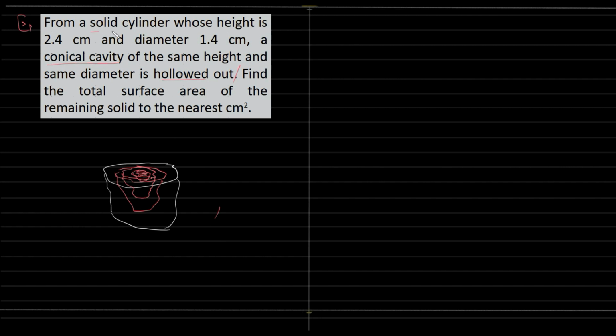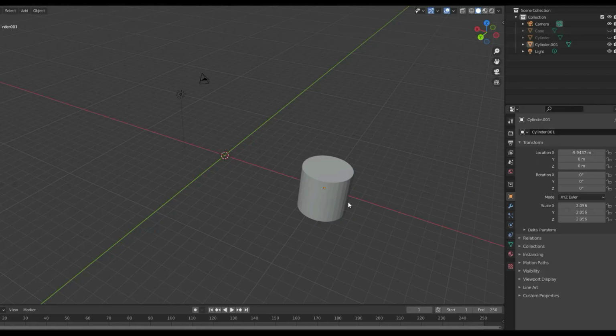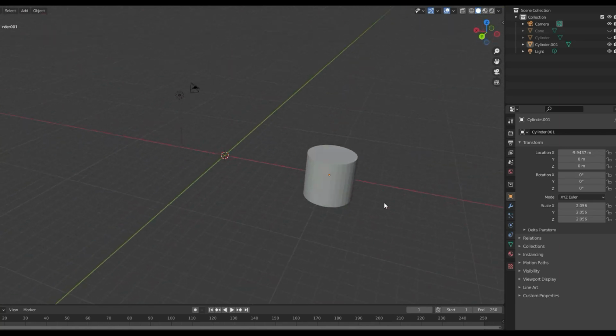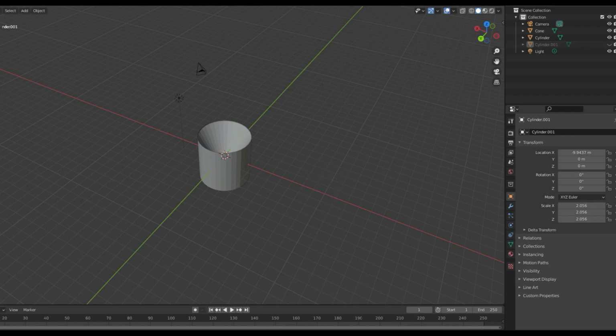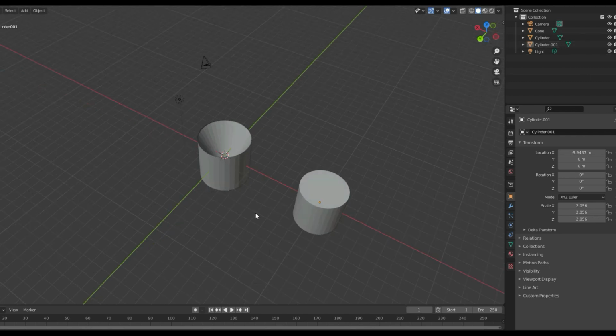Now we have a solid cylinder, like a solid tooth. We have a solid cylinder in which a conical cavity is being dug out, hollowed out. What does it mean? You have a cylinder like this, neat and clean, solid everywhere, fresh and neat. If it happens to be hollowed out like this, that's what they mean.